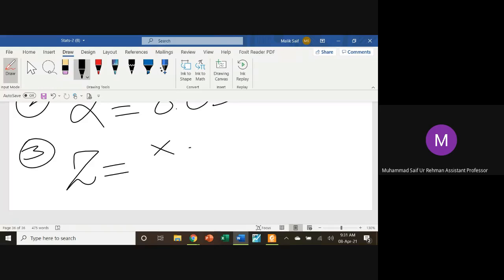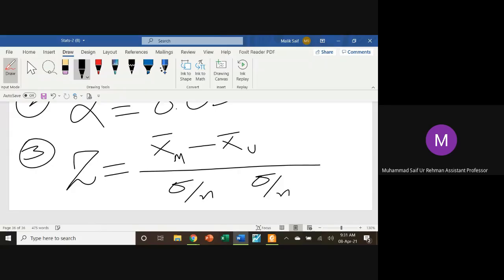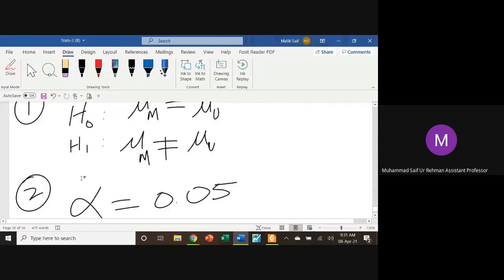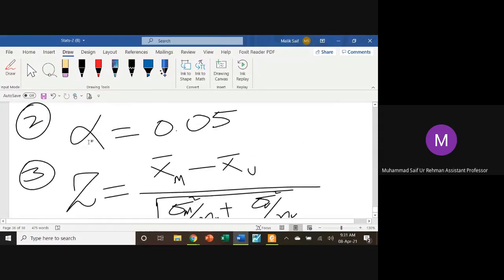So x bar minus mu, divided by sigma divided by square root of n. Square is there, square root is there. This is x bar, this is mu, minus is there, and square root is there. So this is the formula. So you will stop over here, and then you will move to step 4. So let me move to the next page.